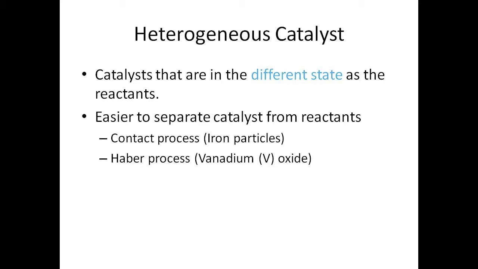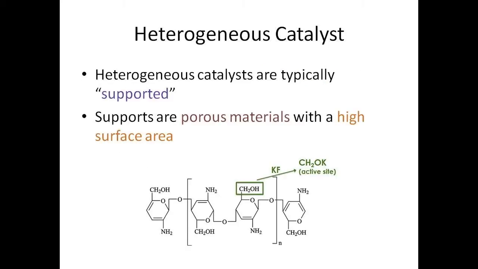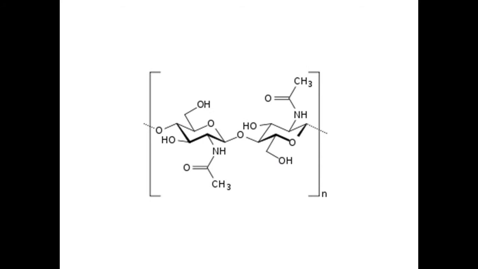Heterogeneous catalysts are catalysts that are in a different state from the reactants, and due to this, they are easier to separate from the reactants. Examples of heterogeneous catalysts would be iron particles in the contact process. Most of the time, heterogeneous catalysts are supported, and supports are porous materials with a high surface area so as to increase the effectiveness of the catalyst.